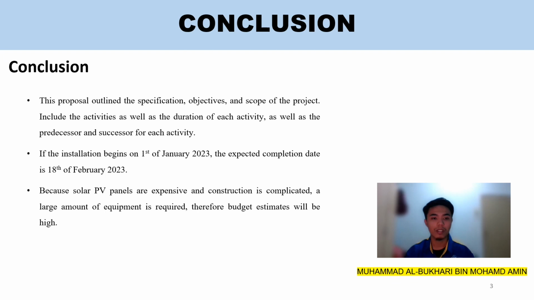So, conclusions about this project. This proposal outlines the specification, objective and scope of the project, including the activities as well as the duration of each activity, as well as the predecessor and successor for each activity. If the installation begins on 1st January 2023, the expected completion date is 18th of February 2023. Because solar PV panels are expensive and construction is complicated, a large amount of equipment is required. Therefore, budget estimates will be high.